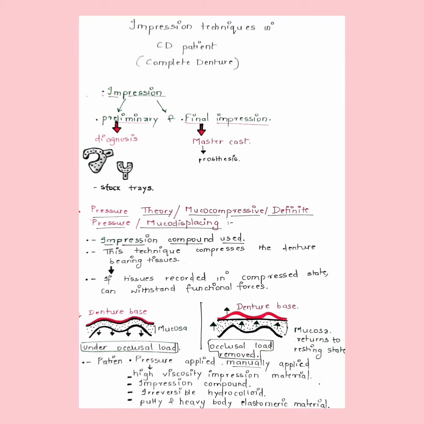The preliminary or primary impression is for the diagnosis, and we make a special tray or custom tray on this with the help of stock trays. The reason is that when we take an impression with impression compound, we don't get the details. Hence, we need to take a final impression, and with that, we make a master cast on which the prosthesis is built.